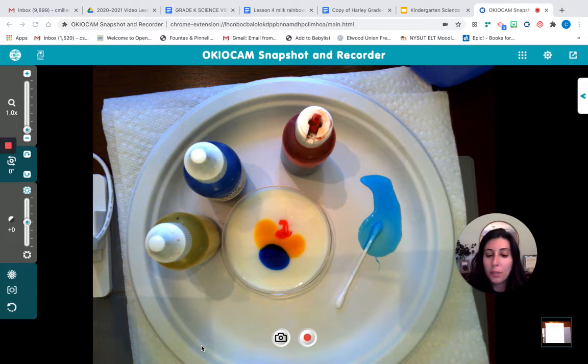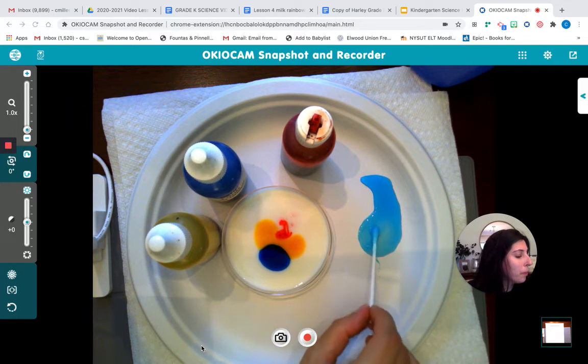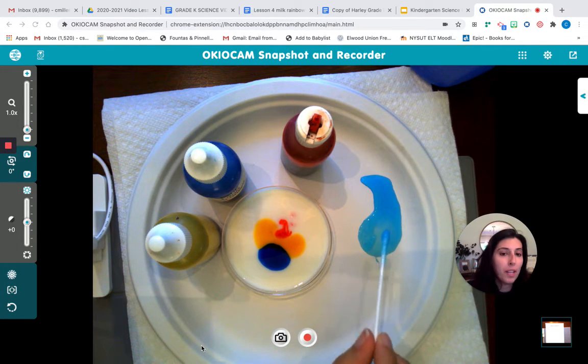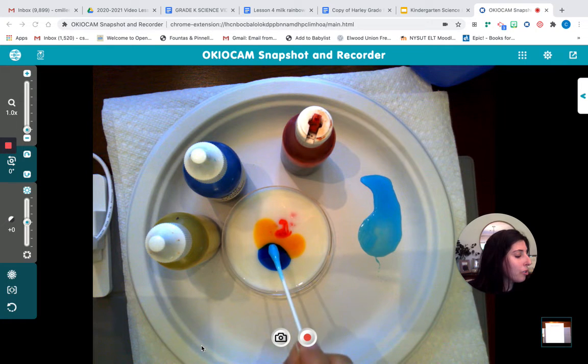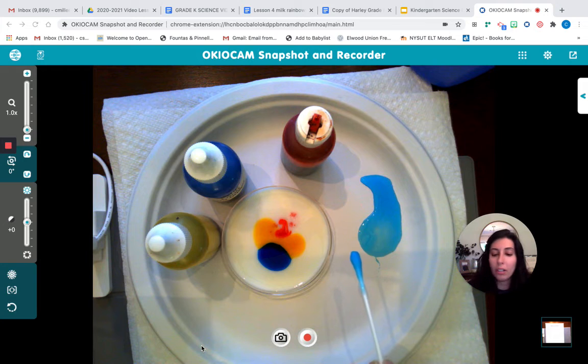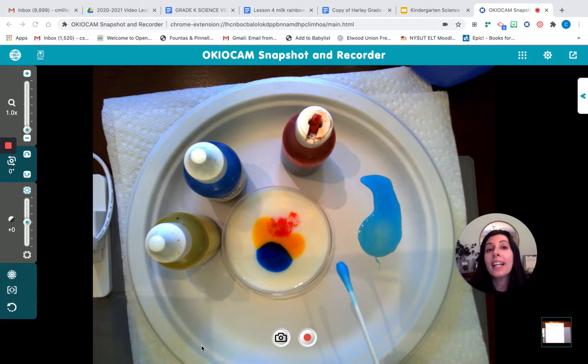what we're going to do next is we're going to take some of this soap, some of this dish soap, and put it into the milk with the food coloring. Now let's make a prediction. Scientists make predictions. Say that word, prediction. Prediction, very good.